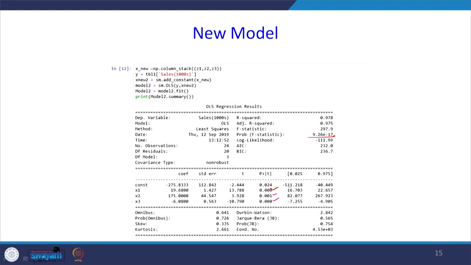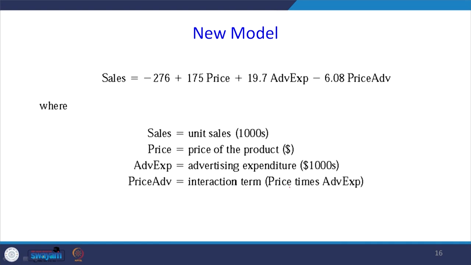So, the model is such that each independent variable is significant. So, what is the new model now? Sales equal to -276 plus 175 price plus 19.7 advertising expenditure minus the price and advertisement. This is our interaction term.